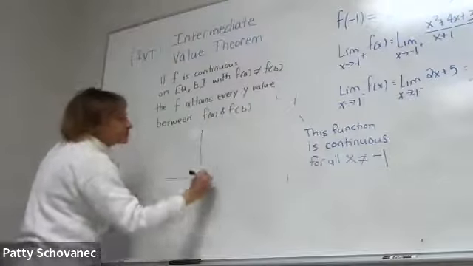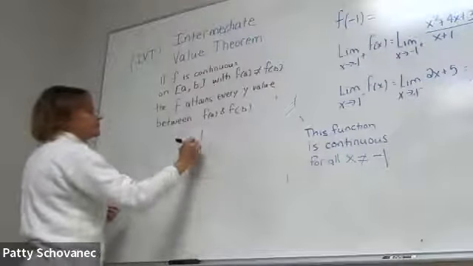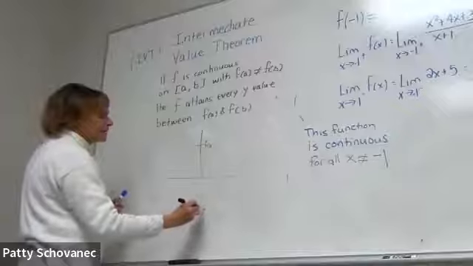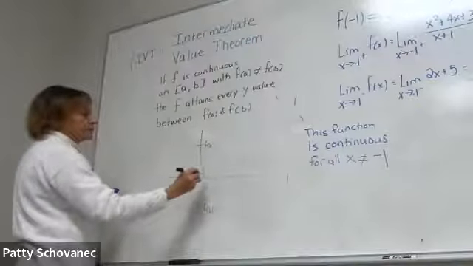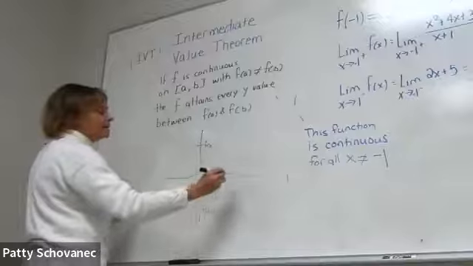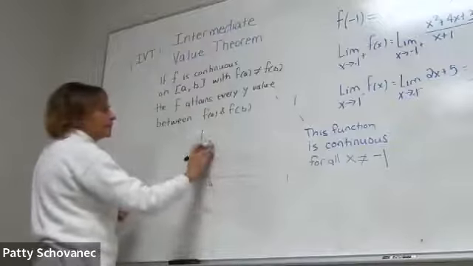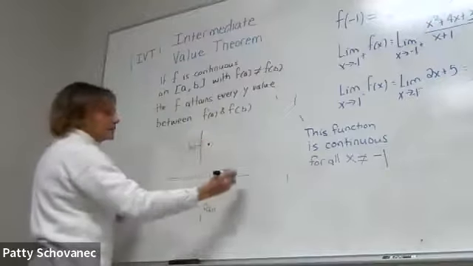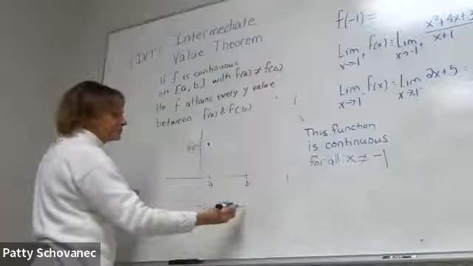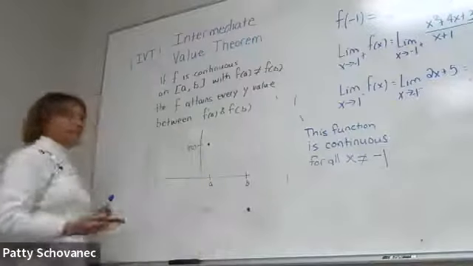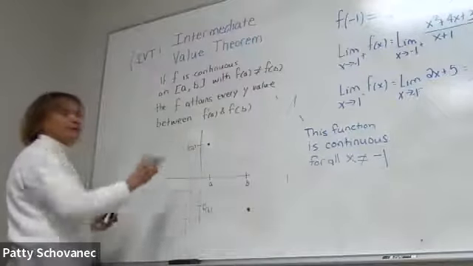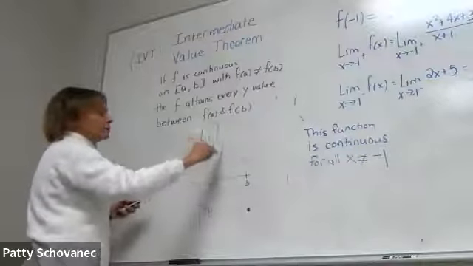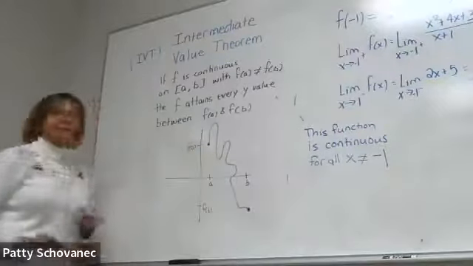So there's the picture. Let's put f of a up here. Let's put f of b down there, where this number is a. So that ordered pair is here, and this number is b, so f of b I'm gonna put here. Then you're guaranteed to hit every y value in here. It could get more than those, but it's gonna get every one of them.